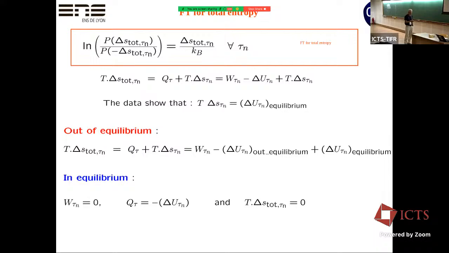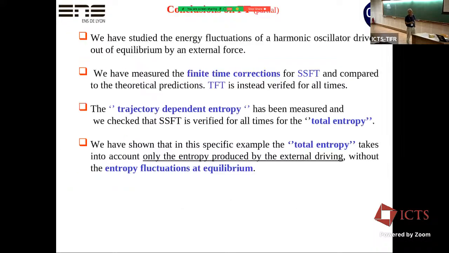And so you see that when there is no work, Q of tau is equal to the delta U. And so the very important claim is that the total entropy is really the good quantity to look at when you are out of equilibrium, because in equilibrium it is exactly zero, both for the mean value and the average. It's exactly a delta function in zero, okay?